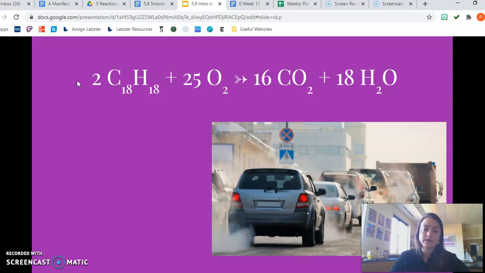One of the things that stoichiometry can help us realize from this chemical equation is that by burning only 2 moles, or you could say 2 molecules, but we're going to refer to those coefficients as moles, of this octane, we're actually going to get 16 moles of carbon dioxide produced. So we're getting a huge transfer from that octane to the carbon dioxide. This is why burning gasoline causes so much carbon dioxide to be released into our atmosphere.